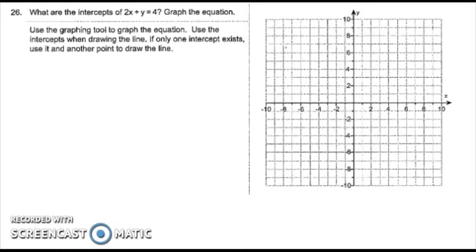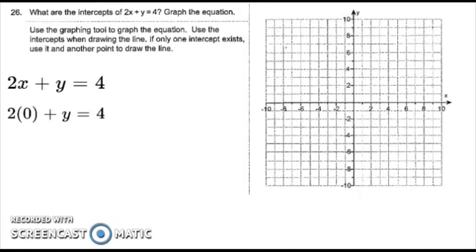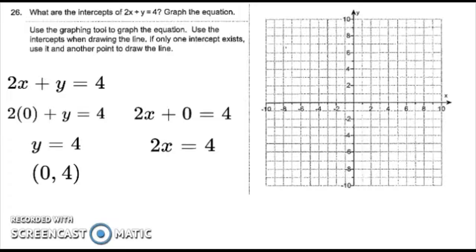Number 26, it says, what are the intercepts of 2x plus y equals 4? So, to find a y-intercept, we substitute in 0 for x, and that'll just give me y equals 4, so the y-intercept is 0, 4. For the x-intercept, I substitute in 0 for y, which gives me 2x equals 4, divide both sides by 2, and x equals 2, and the x-intercept would be 2, 0.